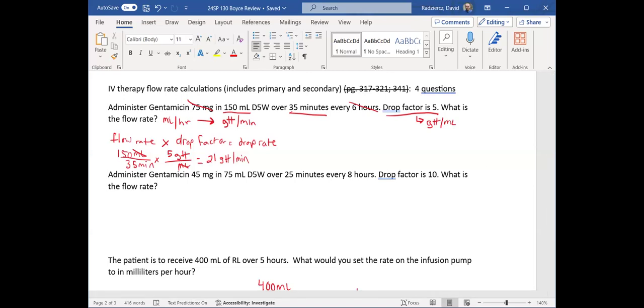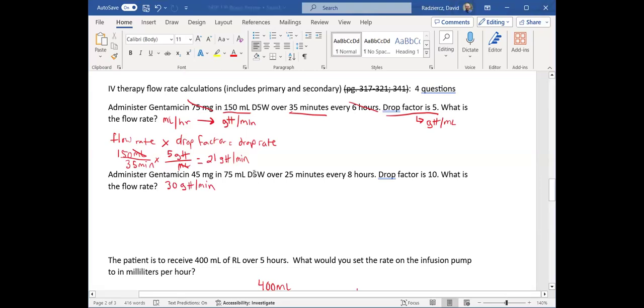Good. Yeah, so someone asked me about the microtubing. Yeah, it's 60 drops per milliliter. That drop factor is drops per milliliter. Drop rate is drops per minute. Okay, good. So everyone's getting these right. Perfect. So 30 drops per minute. You're getting it right. Good job. Perfect.